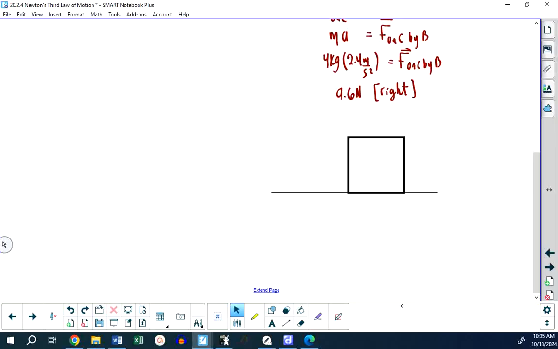Is there a force of gravity acting down? Does it play a role in what's going to happen here? No, because it's counteracted by the equal but opposite normal force. So I'm not going to draw them. What I am drawing are only the horizontal forces. We already know that there is a force, this is B, right? There is a force on B by C of 9.6 newtons to the left.